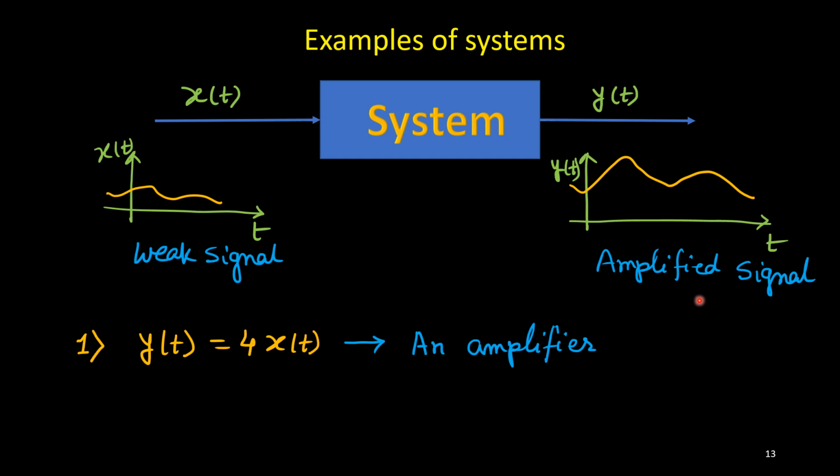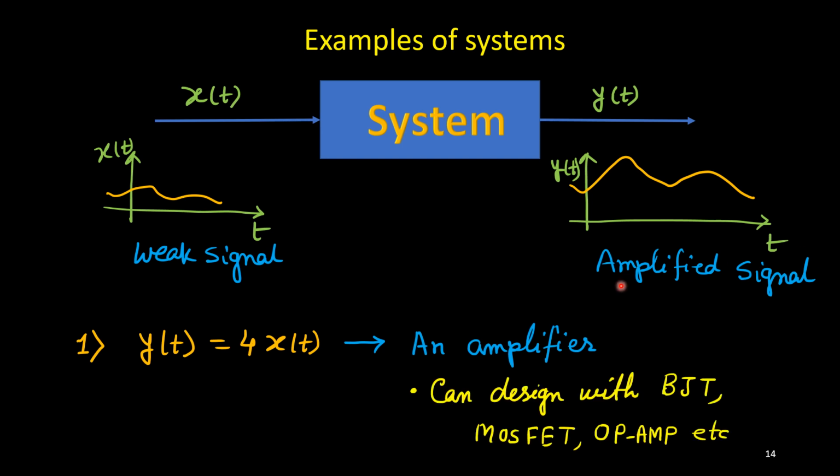One example is that in a loudspeaker you will find such an amplifier. So this is one subsystem there. The first stage is the amplifier, and then you will find one speaker. So the weak signal, the voice signal or music signal, whatever it is, is first amplified and then it is fed to the speaker and we will get louder sound. This kind of amplifier we can easily design with the help of electronic devices like BJT, bipolar junction transistors, MOSFET, operational amplifier, etc.